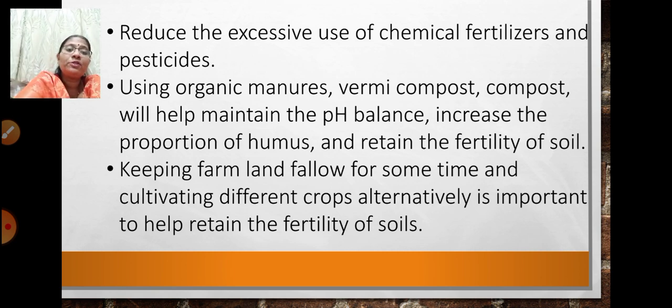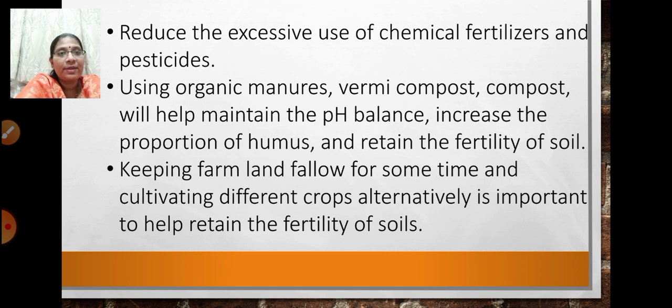Or the other alternative is also there, where you can have crops alternatively. Suppose for one season you have rice, then after the rice is harvested, you can have vegetables. Rather than having the same crop throughout the year, you can take it in turns. Alternating is important, so it will retain the fertility of the soil. Over a period of time, if you have the same crop on that farmland, the fertility of the soil will decrease. So the soil will be degraded, the quality of the soil will be lowered.